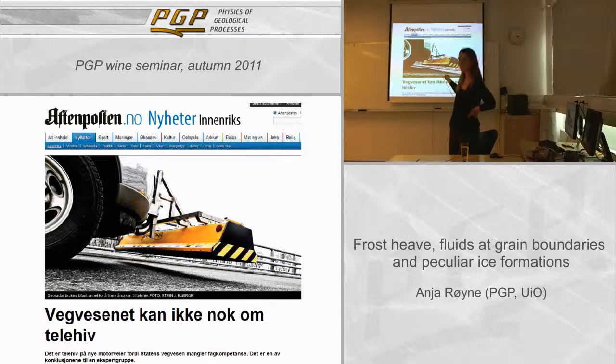They're trying to fix it by using this geo radar to look at where frost heave takes place. I don't really know what they do with it. It was just in the newspaper.